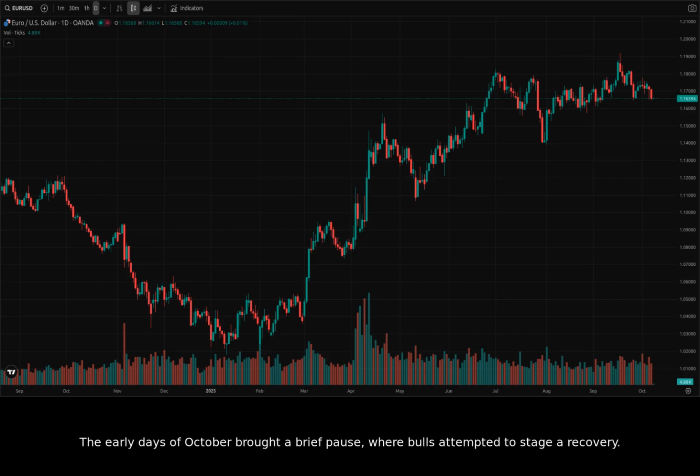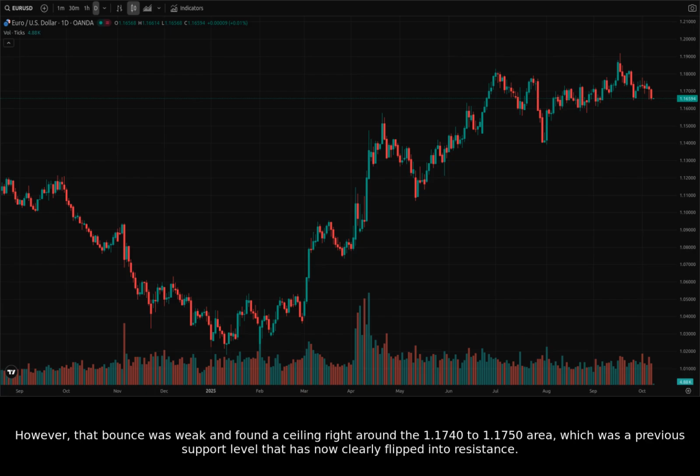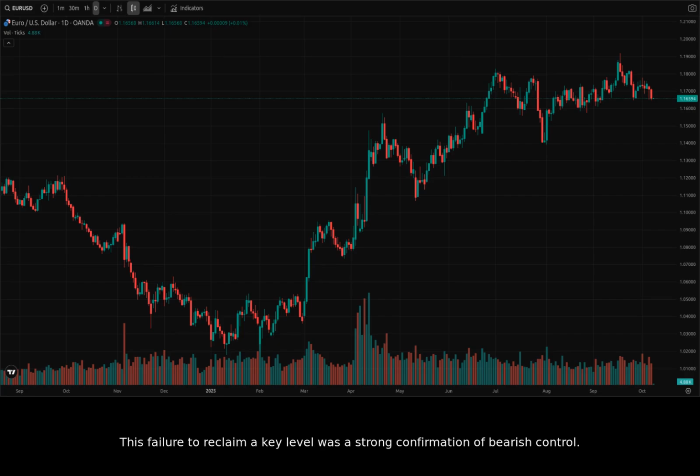The early days of October brought a brief pause, where bulls attempted to stage a recovery. However, that bounce was weak and found a ceiling right around the 1.1740 to 1.1750 area, which was a previous support level that has now clearly flipped into resistance. This failure to reclaim a key level was a strong confirmation of bearish control.